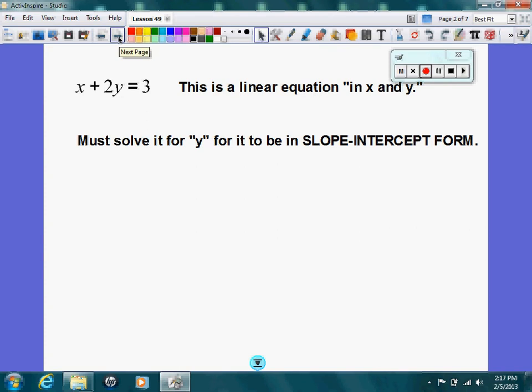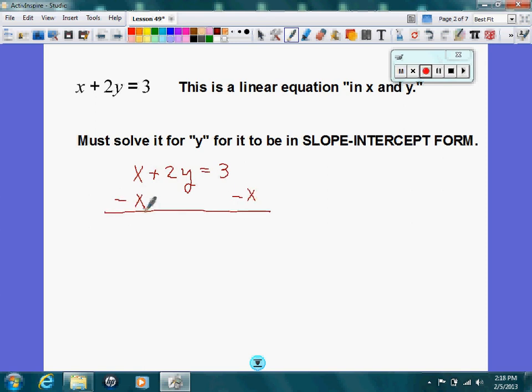Okay, we have an equation, x plus 2y is equal to 3. This is a linear equation in x and y, but it's not in slope-intercept form. To get it into slope-intercept form, we must solve the equation for y. Let's write the equation down here, x plus 2y equals 3. We would subtract x from both sides.